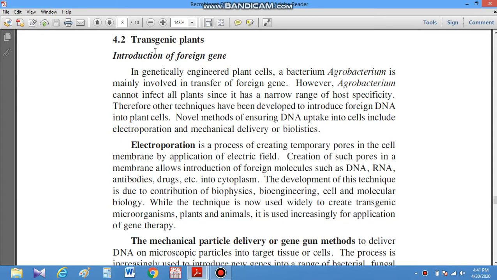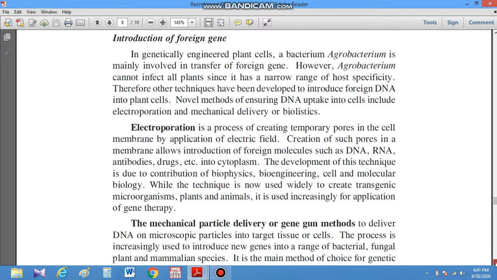As we know, transgenic plants can be produced with the help of Agrobacterium tumefaciens infection. Besides this, some other methods can be involved, which can be the mechanical method or the electroporation method. Electroporation is a process of creating temporary pores in the cell membrane by application of an electric field, and through these pores a foreign DNA molecule is transferred into the cytoplasm, and through this we can incorporate foreign DNA content into the desired cell.